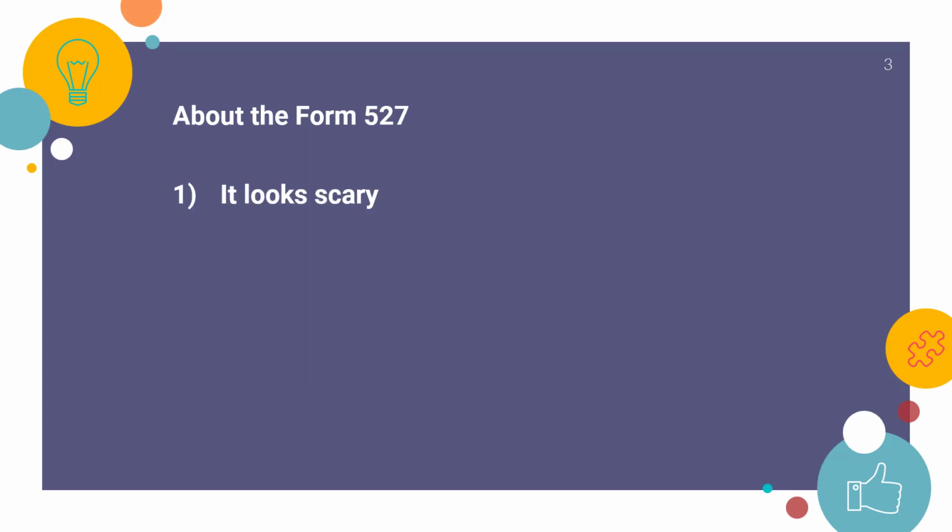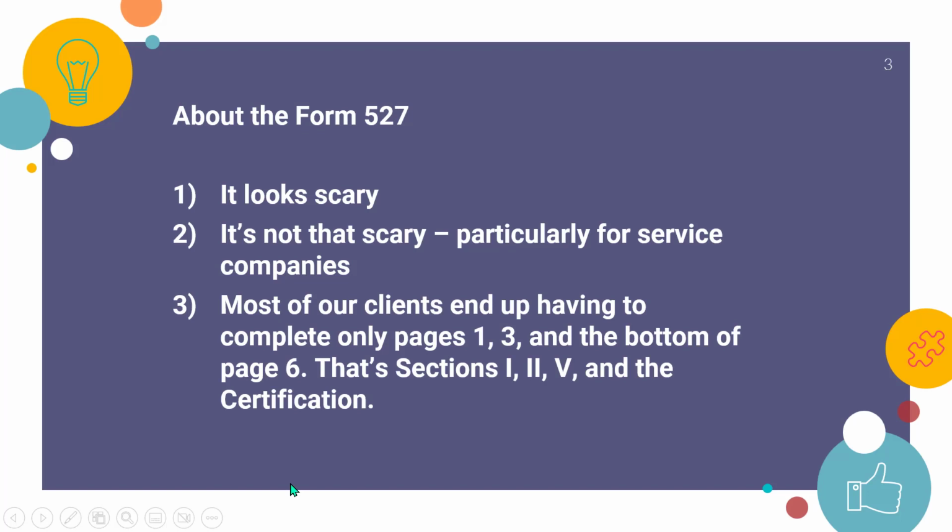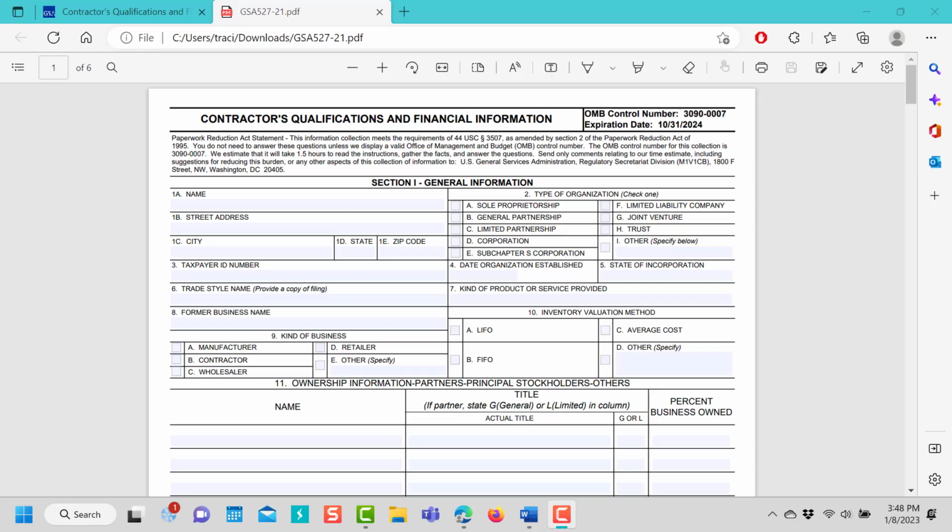Now, it looks scary. That's the first thing you'll notice. There are 6 pages of information, and when you first get it, you'll probably think you have to complete every single section. But it's not that scary because you probably don't have to complete it all, particularly you service companies. We find that most of our clients end up having to complete only pages 1, 3, and the bottom of page 6. That corresponds to sections 1, 2, 5, and then the certification.